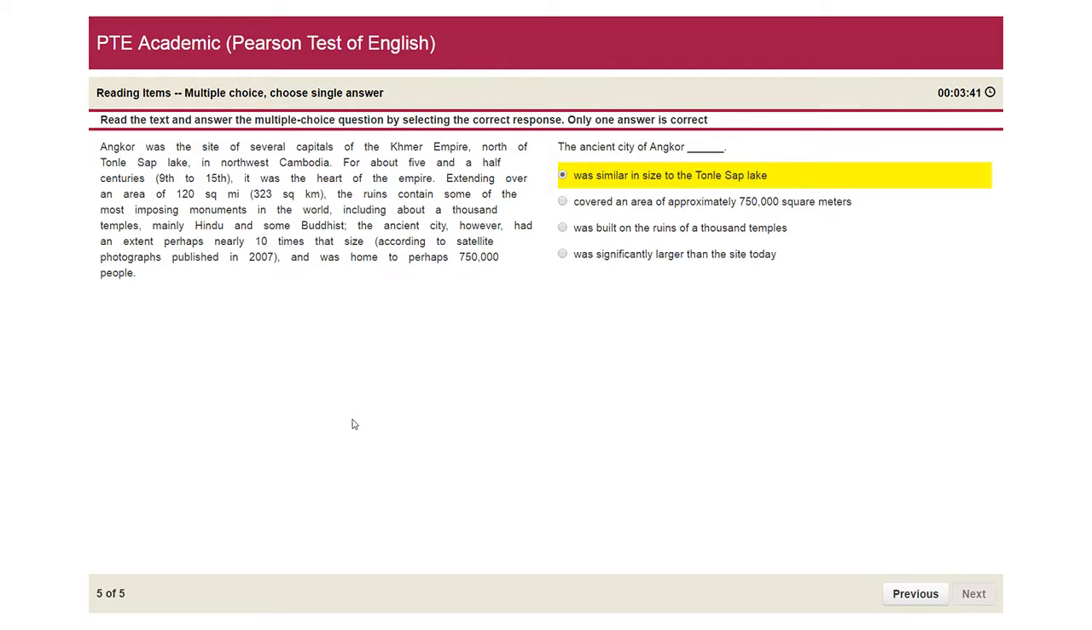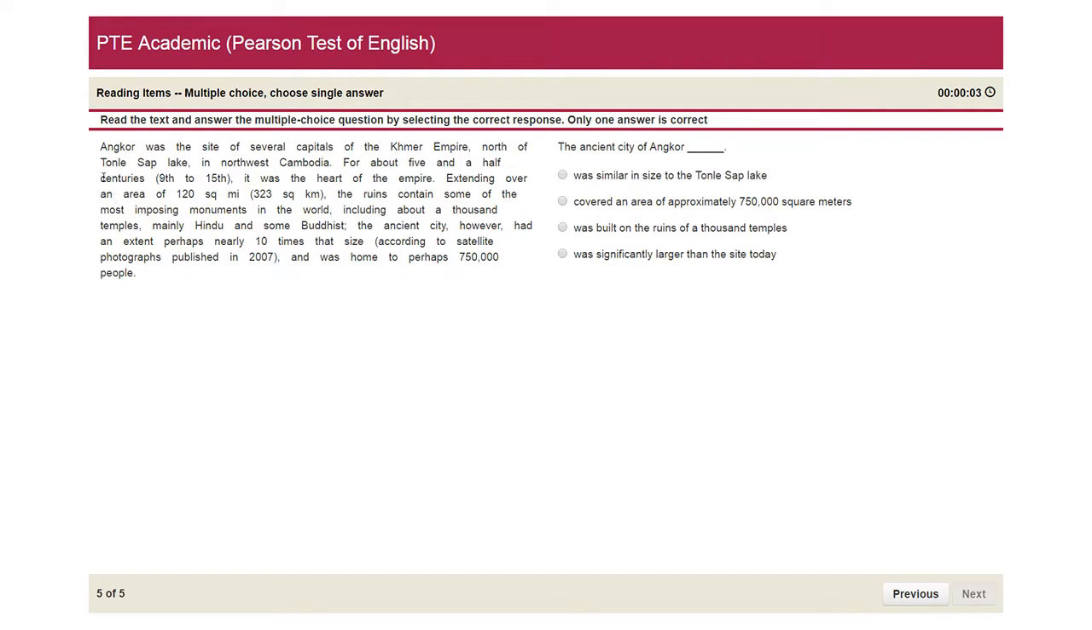As with the previous parts, we'll be following the tips which we were using before. The first tip was to read the question. The question is about the ancient city of Angkor. What was the ancient city of Angkor? There are four options. So was it this, this, this, or what? To find out the answer, we need to read the paragraph.